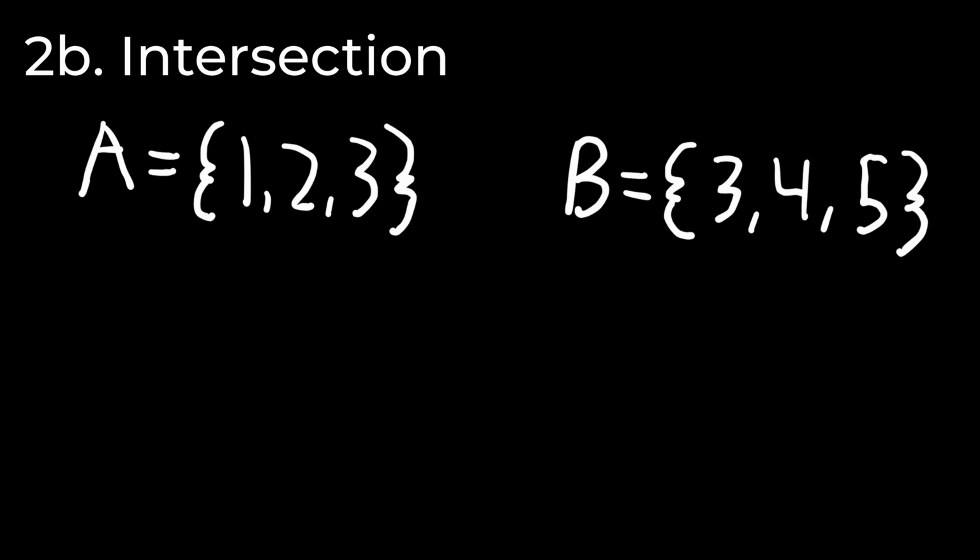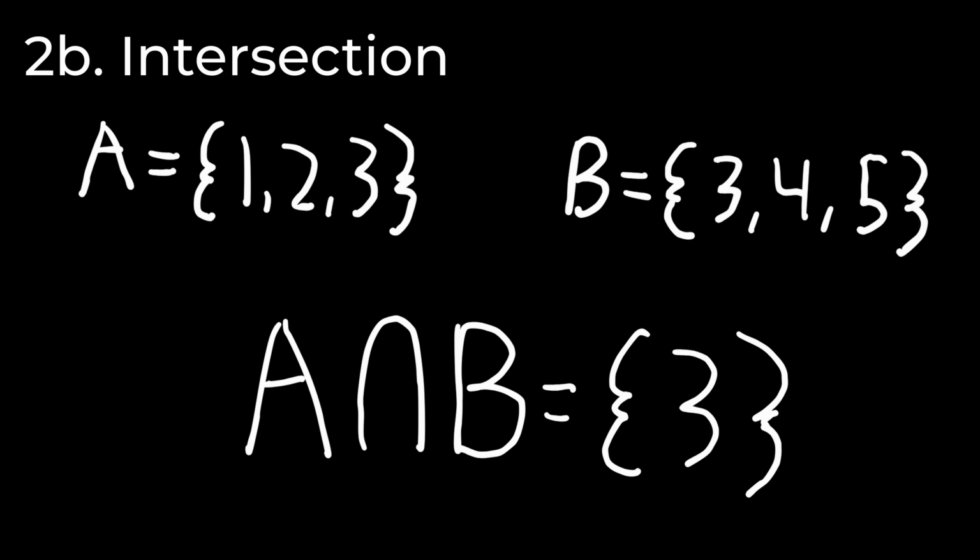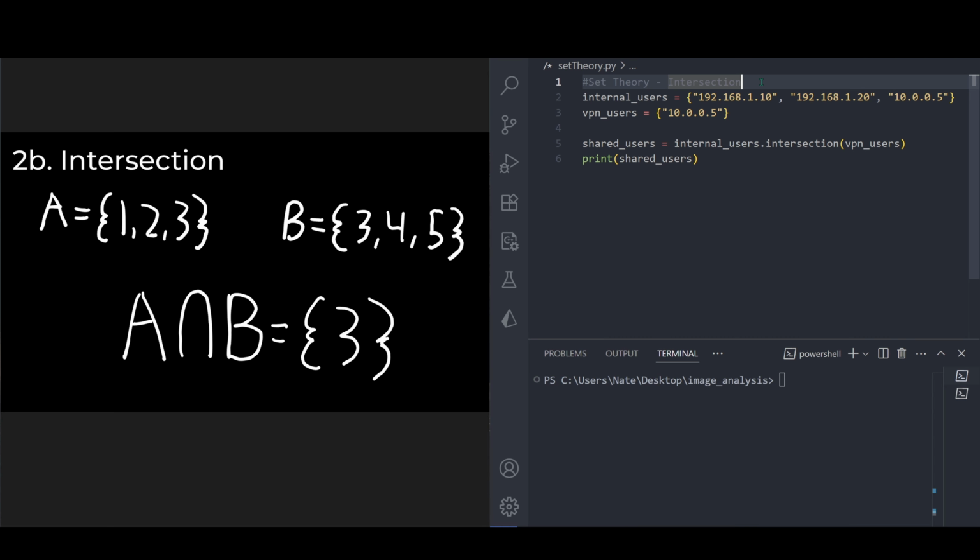An intersection finds elements common to both sets, and you write it with this upside down U symbol. Going back to our previous example, if you had set A that had elements 1, 2, 3, and you had a set B that had elements of 3, 4, and 5, A intersecting B would contain the element 3, because that's the element common in both sets. So showing an example of intersection in Python code.